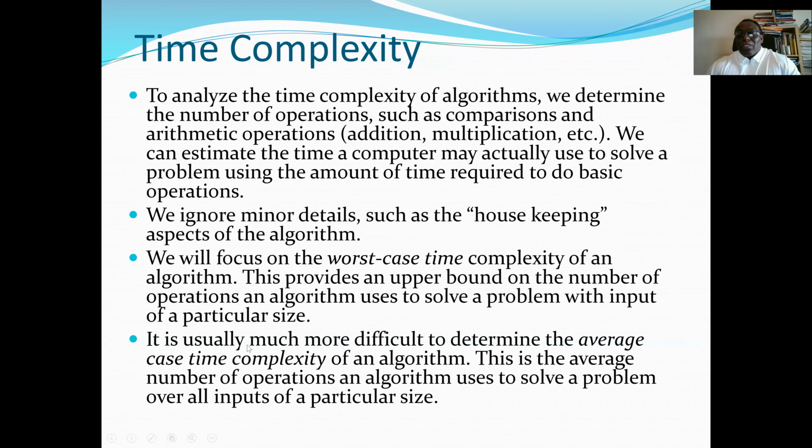Now, the best case scenario will be the item is at the front of the list, so I have to do only 1 comparison. Also, we say it's usually much more difficult to determine the average case time complexity of an algorithm. The average case here will be the middle. How many comparisons do we have to do in order to reach half of it?